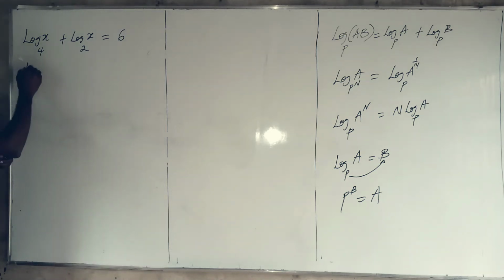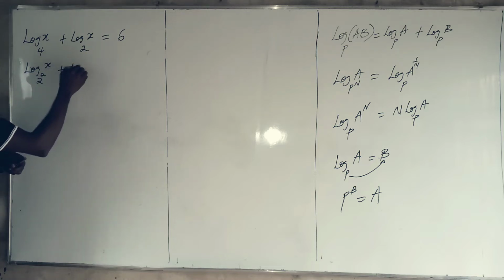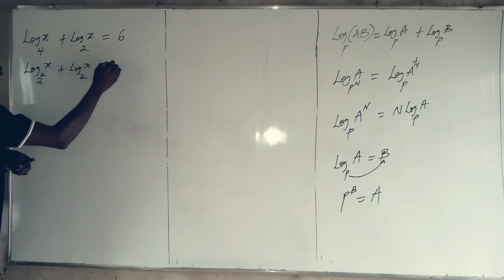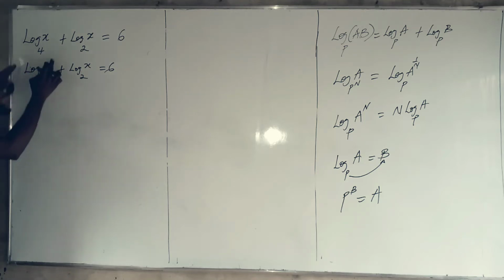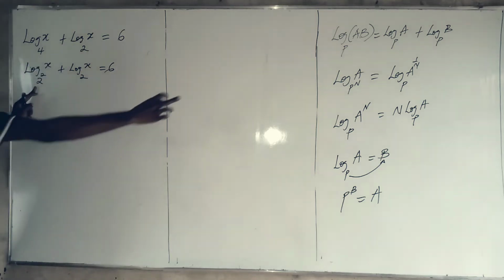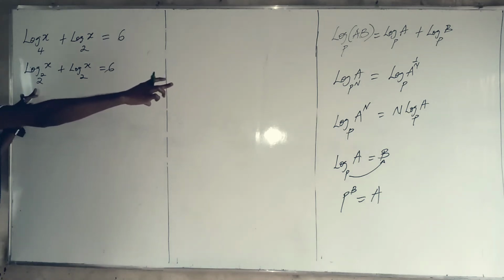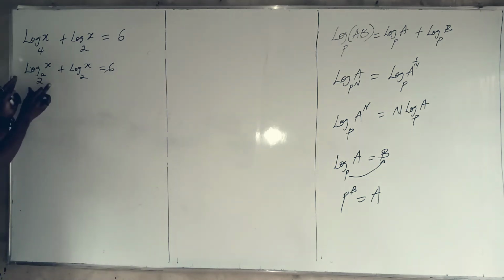It becomes log x base 2 to the power 2 plus log x base 2 is equal to 6. What have I done? I only just rewrite 4 in the powers of 2. 2 to the power 2 is same as 4. Now you can see that this logarithmic expression here has been already discussed beforehand. So we know how to simplify logarithm where the base is to a certain power.